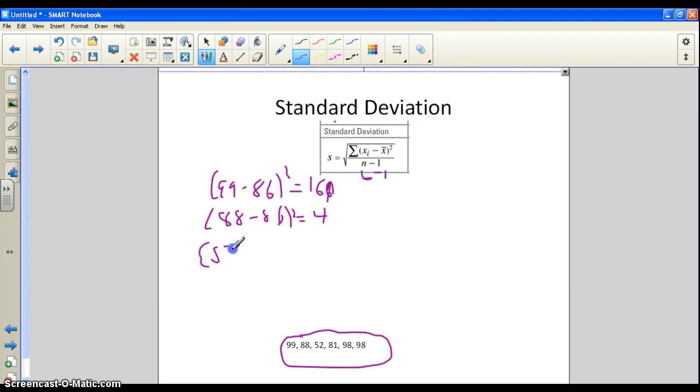This one's going to be larger. 52 minus 86 squared. So 52 minus 86 squared is 1,156. Okay. Next we have 81 minus 86 squared. So that's that one I can do in my head too. That's 5, and then you get 25.